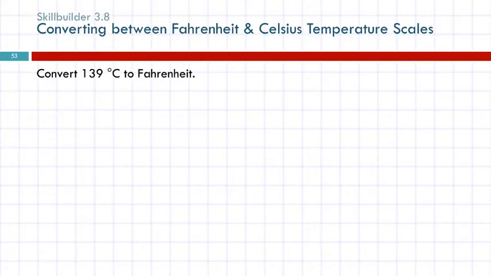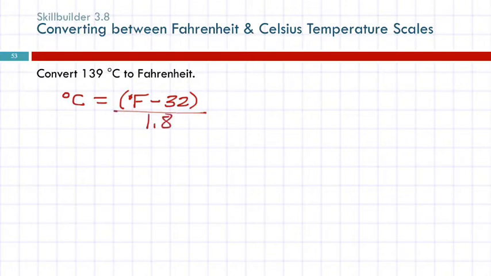Let's do another one. Convert 139 degrees Celsius to Fahrenheit. So the equation was degrees Celsius equals degrees Fahrenheit minus 32 divided by 1.8. But I want Fahrenheit.